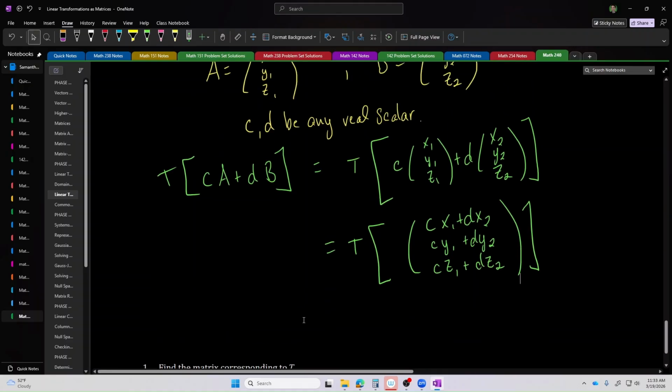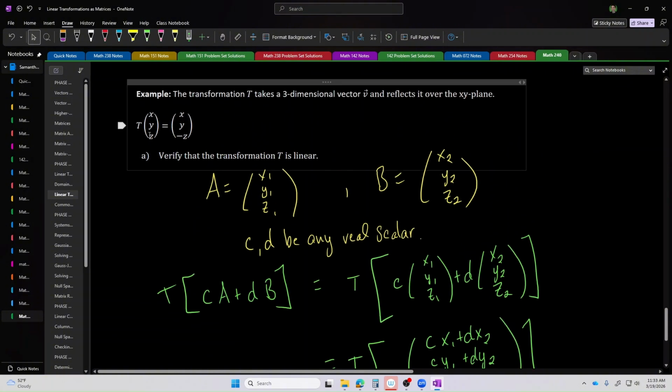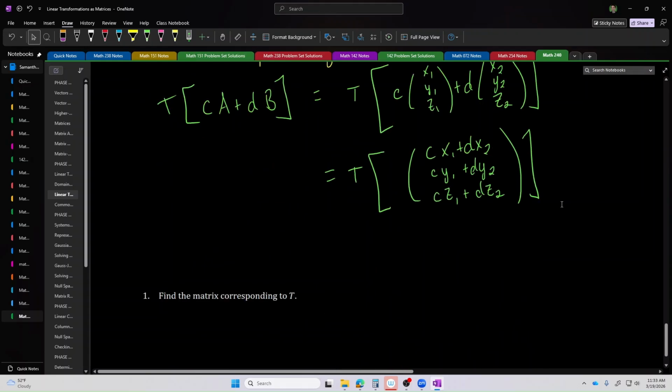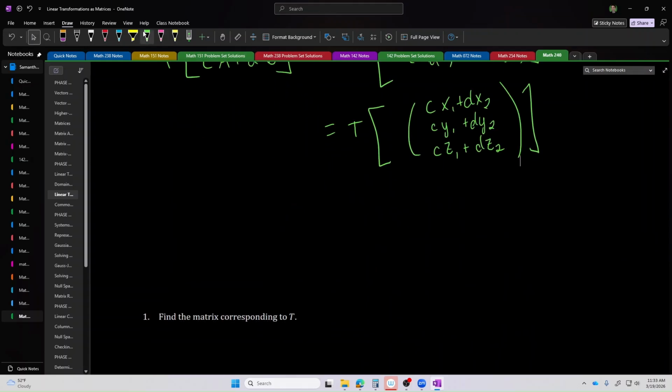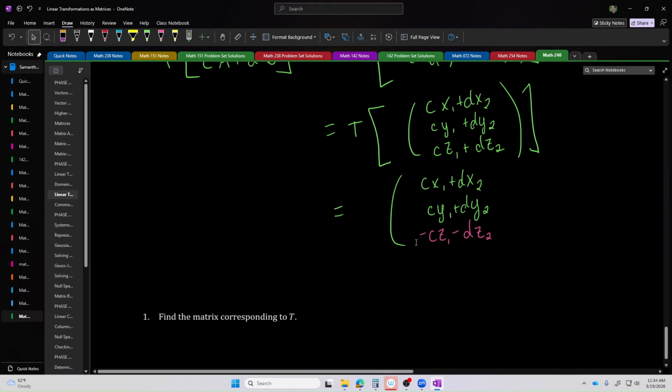Now, if I apply T to that, T's job is to take the last entry in the vector and turn it into the opposite of whatever it was before. So in this case, the result of applying T to this vector would be the first entry doesn't change, the second entry doesn't change, but the final entry becomes the opposite of what it was before. So the final entry becomes negative what it was before, turning that positive cz1 into a negative cz1, turning positive dz2 into the negative version of that.